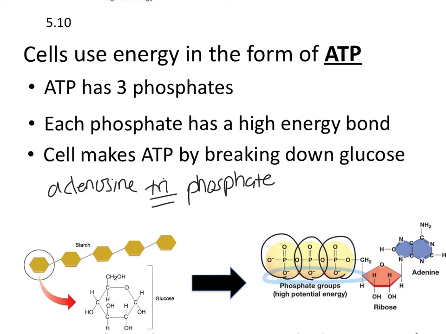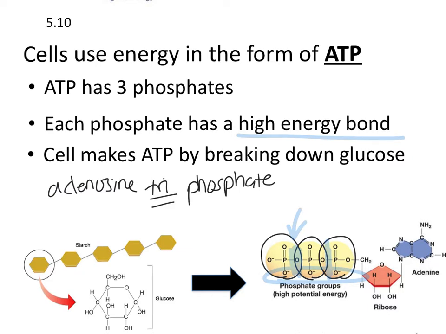So those bonds that are holding the phosphates together are called high energy bonds, meaning they store a lot of energy, meaning that when that bond breaks between the phosphates, a huge amount of energy gets released that the cell will use to do some kind of job.